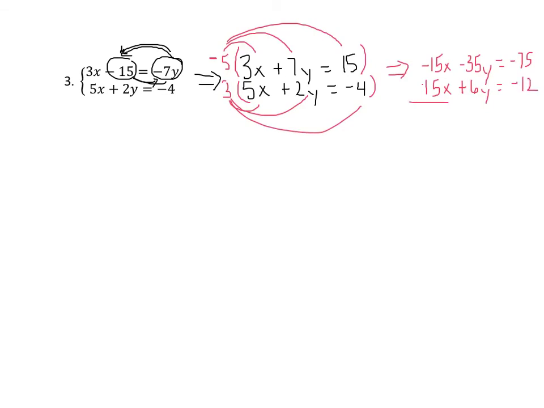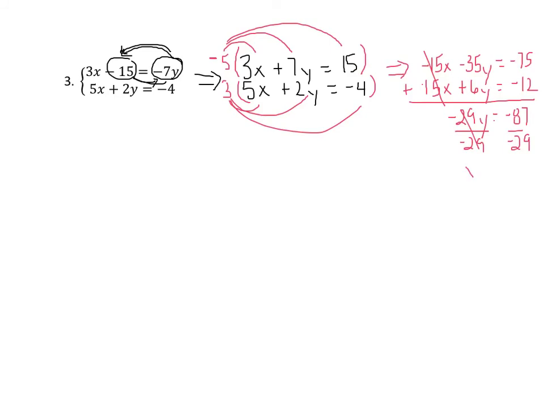So let's go ahead and add those together. Negative 15x plus 15x cancels. Negative 35y plus 6y gives us a negative 29y. And that's going to equal negative 75 plus a negative 12 is negative 87. Divide both sides by negative 29.